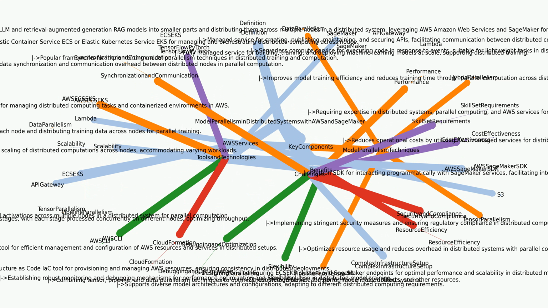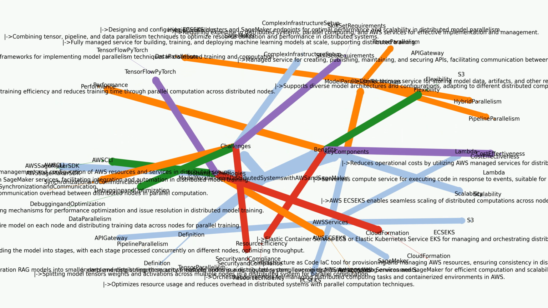Tools and technologies. AWS SageMaker SDK, a Python SDK for interacting programmatically with SageMaker services, facilitating integration and automation in distributed model training. AWS ECS/EKS, orchestration services for managing distributed computing tasks and containerized environments in AWS.